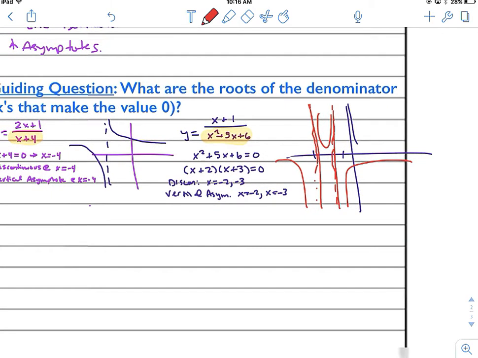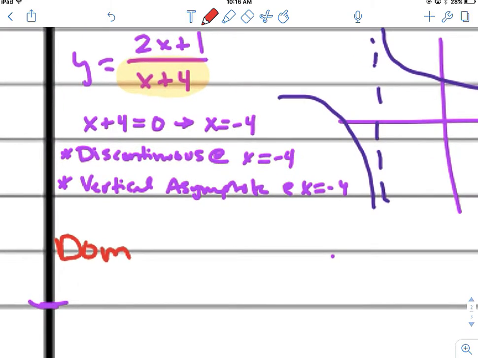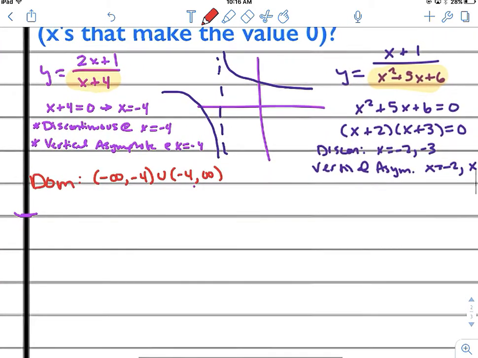Now from this, we should be able to naturally write the domain, because we were looking for domain violations. On this one, if we're saying x equals -4 is a discontinuity, that means we can't take it as part of our domain. But our domain can start at negative infinity, go all the way up to -4, with a rounded bracket because we can't use it, and then start again at -4 and go all the way to infinity. So we can use interval notation to actually write the domain.